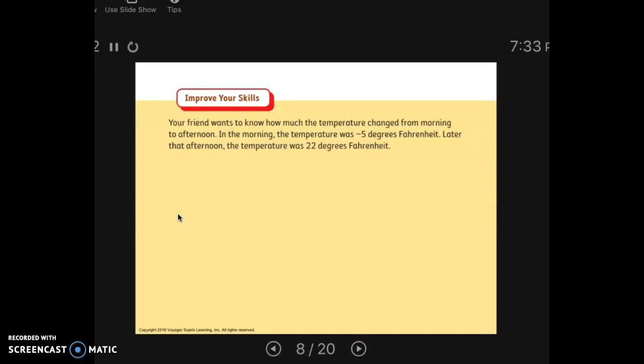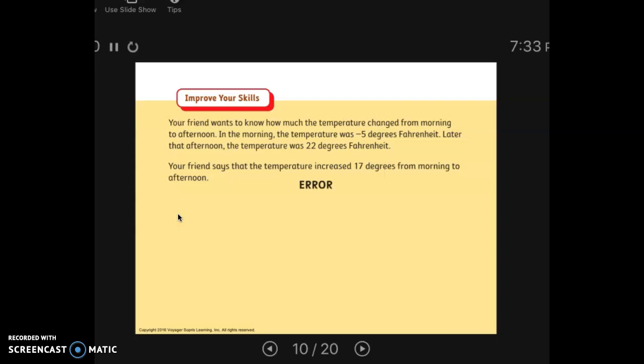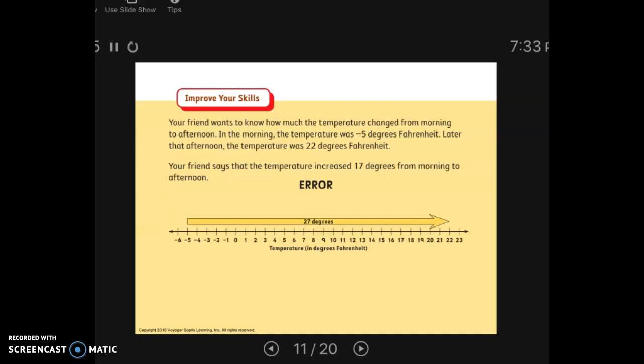Using a number line can help us avoid errors. If your friend wants to know how much the temperature changed from the morning to the afternoon, your friend says that the difference between -5 degrees Fahrenheit and 22 degrees Fahrenheit is 17 degrees. This is wrong. Let's use a number line to see the correct answer. The number line shows us that the temperature increased 27 degrees total, from -5 degrees Fahrenheit to 22 degrees Fahrenheit.